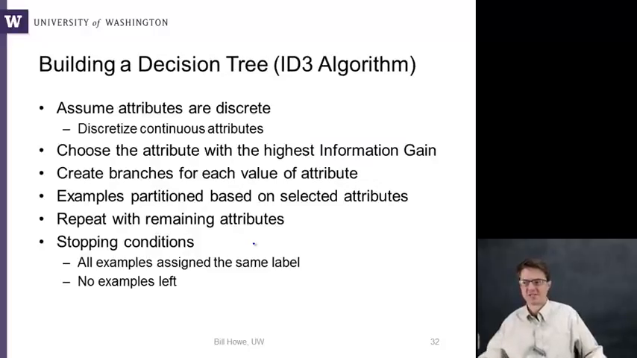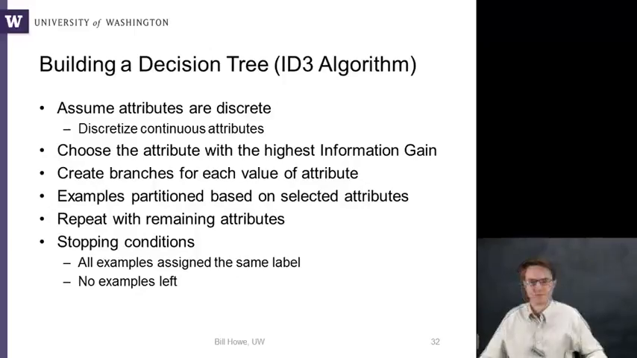Fine. So what's the algorithm here? To summarize, this is called the ID3 algorithm. Assume all attributes are discrete, and we can discretize continuous attributes by binning them in particular intervals. I'll give you a method to do that in a few slides. Then you choose the attribute with the highest information gain and create branches, one for each value of the attribute. Then partition the examples based on the selected attributes so far, and repeat with the remaining attributes on the remaining set of examples. So you recursively apply this. The stopping conditions are when there are no more examples left, or all the examples along a branch are assigned the same label, because there are no more decisions to make at that point.